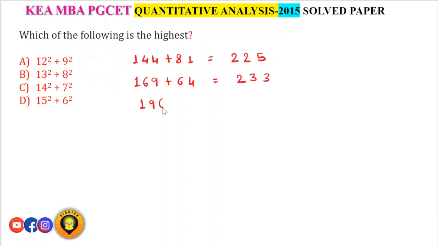14 square is 196, 7 square is 49, so the sum is 245. 15 square is 225, 6 square is 36, so the sum is 261. So which is highest? 15 square plus 6 square.